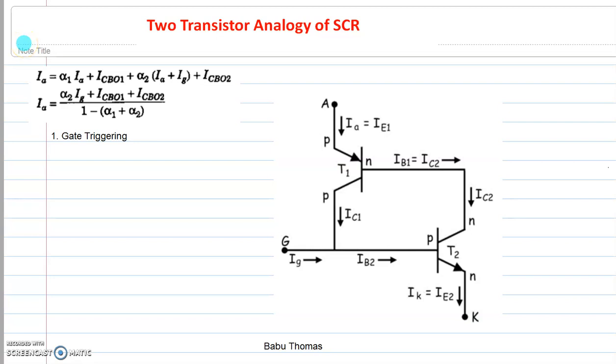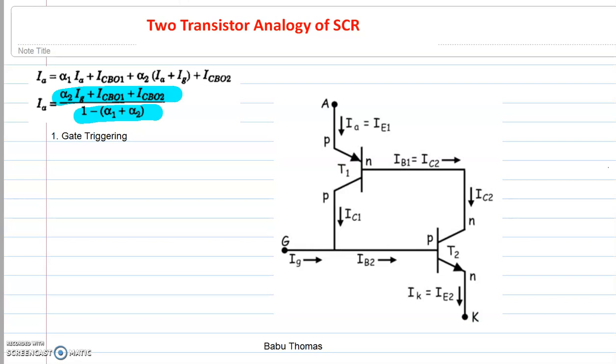Hi everyone. In the last lecture we have seen how we have arrived at the two transistor analogy of the SCR or the thyristor. Now in that section we have arrived at the value of the anode current as IA is equal to alpha 2 Ig plus ICBO1 plus ICBO2 divided by 1 minus (alpha 1 plus alpha 2), where alpha 1 and alpha 2 are nothing but the current gains.